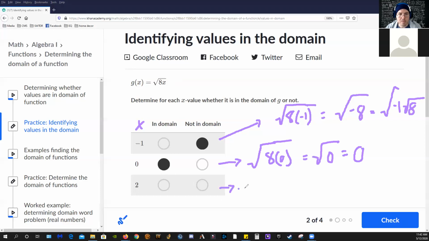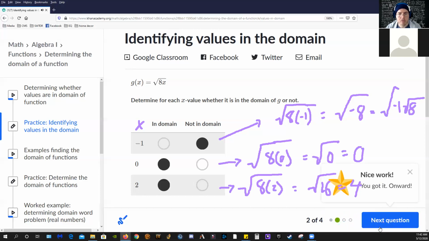So for this one, that'd be the root of 8 times 2. That's the root of 16, which is equal to 4. Or you could argue 4 or -4. Either way, I think that's part of the domain. Yeah, okay. So yeah, square roots of negative numbers, no bueno, no good.